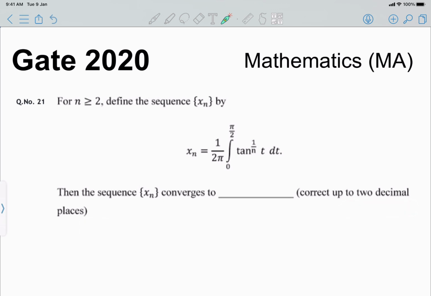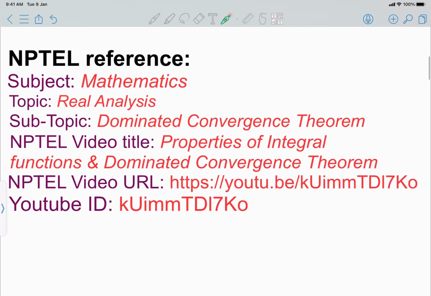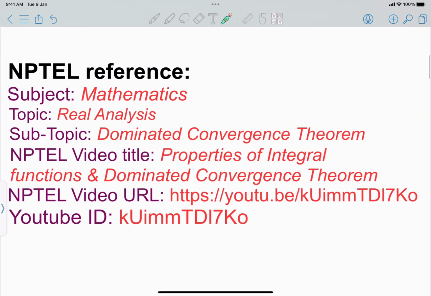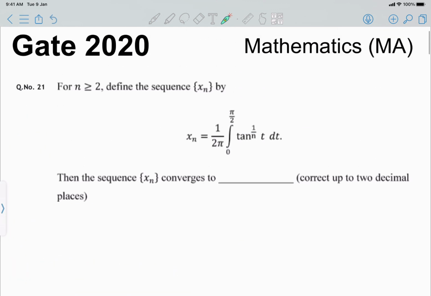Right? Okay, so in order to solve this, this is the NPTEL reference. This you can check. Okay, let's start.